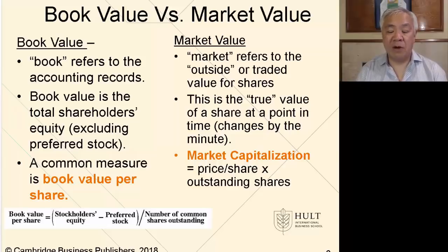On the right side is market value. Market refers to outside, determined daily or by the minute when the markets are open. And this is determined by trading. The traders, the buyers and sellers of a particular common stock, will determine the price, and that price is the market price per share. And there's a related topic called market cap or market capitalization, which equals the total outstanding shares, there's that number again, times the price per share. And that's a quick measure of what the company is worth. When you look at the total shares outstanding times the dollars per share equals the total dollar worth of equity at the market price.